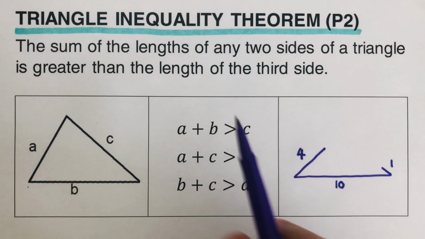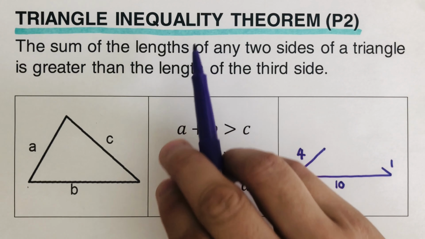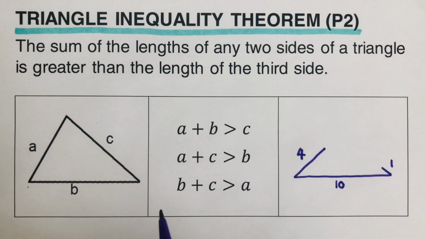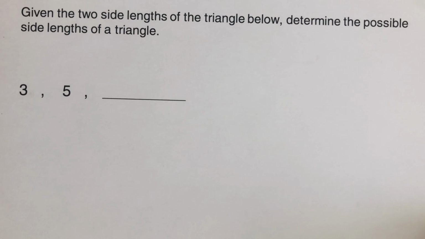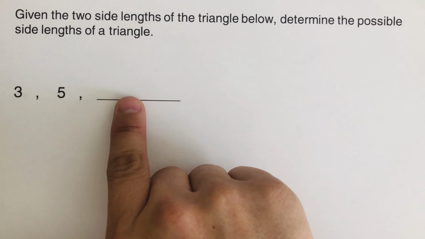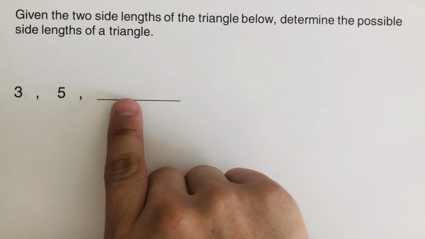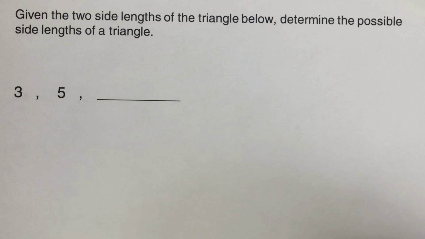So pretty much the triangle inequality theorem is a test. This is one way to test, if we're given three side lengths, are we going to be able to create a triangle or not? Now, this time around for part 2, what we have to figure out is what number would work here. What are the possible numbers that we can have over here?